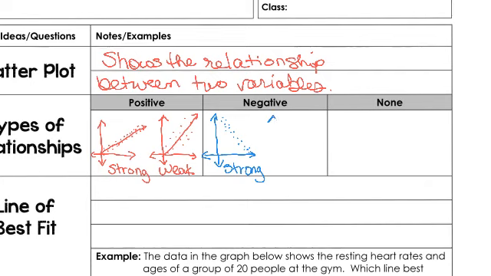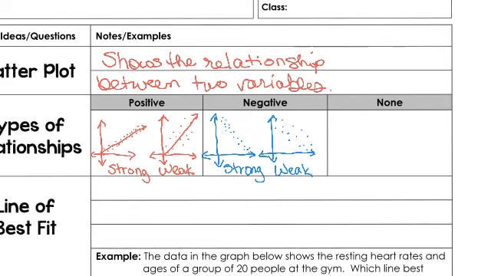And then a weak negative is that the information is much more spread out, but it's still going down. There's still nothing in that bottom left quadrant closer to the origin, and there's still nothing above in the upper right section. It's still a pretty clear negative decrease of Y values as X increases.